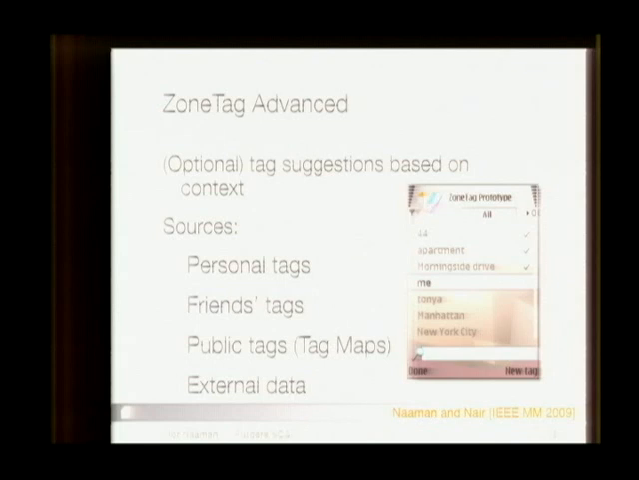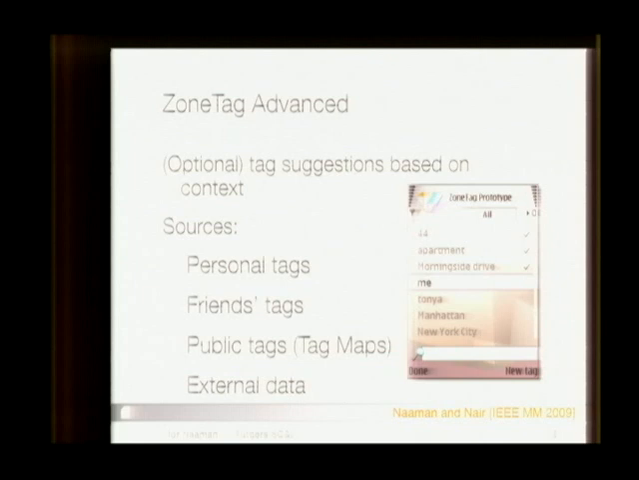So the sources of suggestions are personal; they're all context-based, right? So all based on the location, based on the time, and from my personal history. But also from my friends' history, because it's likely, like in the Yahoo Research Berkeley example, that what my friends have used as tags will be relevant to me. There are the public tags, just like TagMaps, right? Golden Gate Bridge or other things that are popular in that location. And there is other external data, like data about events. We have databases that have location and time of events.